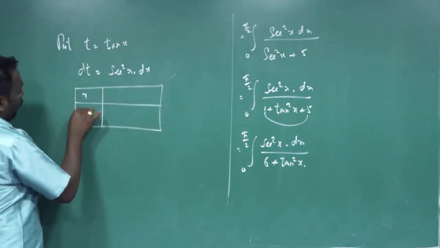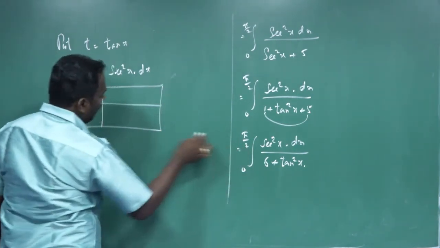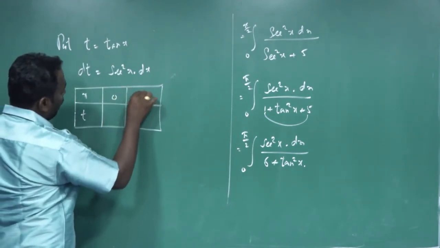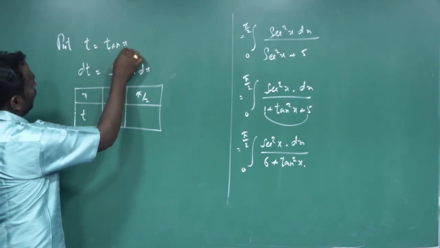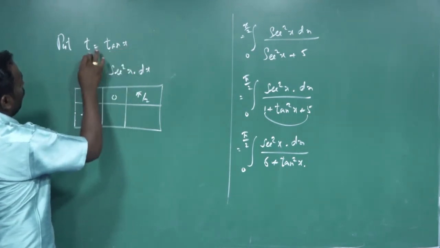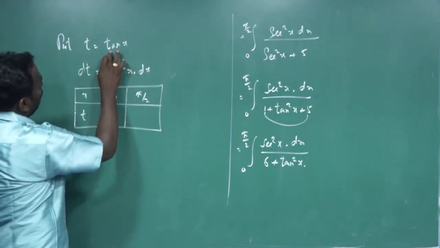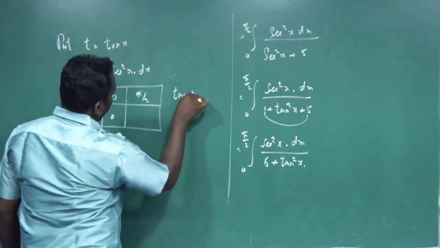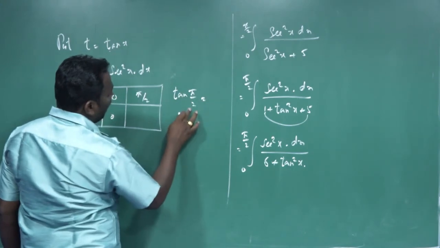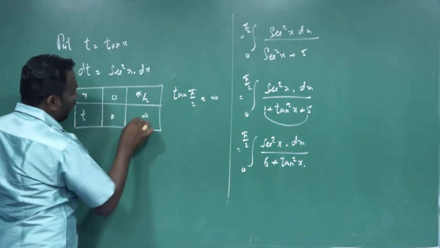From x to t. The x range is 0 to π/2, which is 90°. Put the x value equal to 0: tan 0 equals 0, so the t value equals 0. Put x equal to π/2: tan(π/2) equals tan 90°, which is infinity.